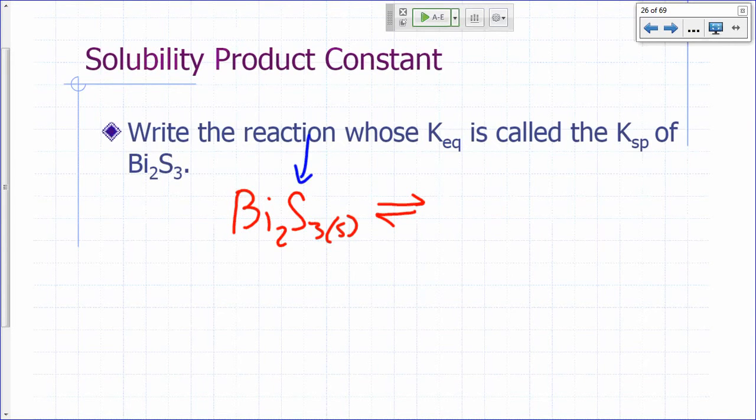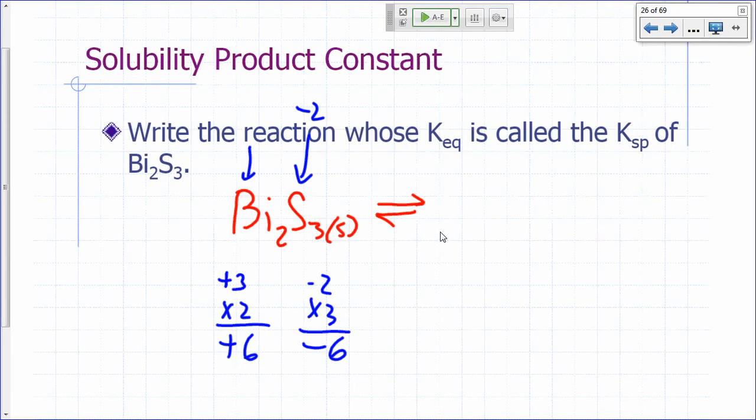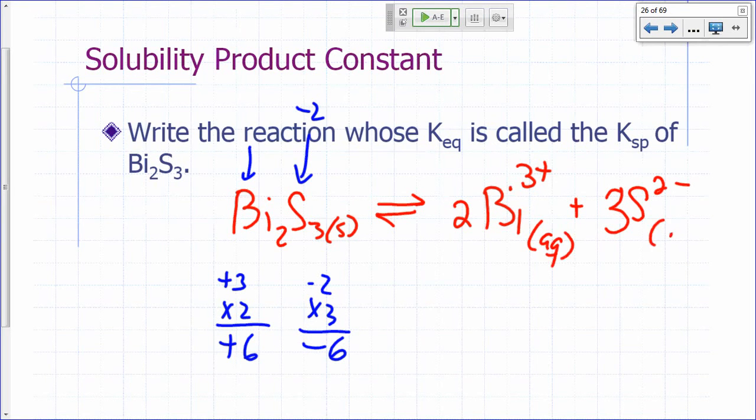Sulfide, what do you know is the charge of sulfide? Group 6A, column 16 of your periodic table, so that's -2. So what's the charge of bismuth here? -2 times 3 is -6, so what must bismuth be? Something times 2 must be +6. So bismuth must be +3. So this gives you 2 bismuth ions with a +3 charge plus 3 sulfide ions with a -2 charge in aqueous solution.